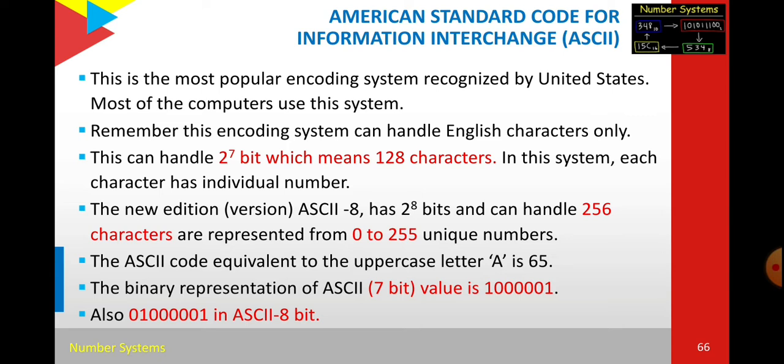Okay, so there are two versions of ASCII codes available. One is 7-bit code, another one is 8-bit code. The 7-bit code can handle 2 power 7, which means 128 characters. In this system, each character has an individual number.